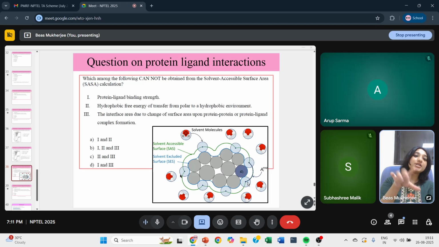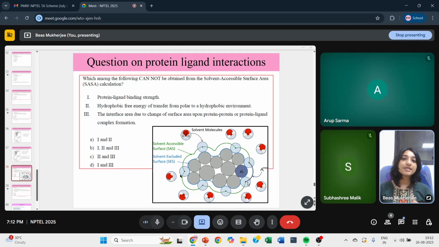Okay, so initially this was the protein, but let's say that another protein comes and binds to it, or another ligand molecule comes and binds to it. Then what happens? Definitely the water molecules that were in this region of the protein get displaced and they get rearranged around this protein, right? So there is a change in this solvent accessible surface area now. So the interface area due to change in solvent accessible surface area upon ligand or protein complex formation, that definitely you can know.